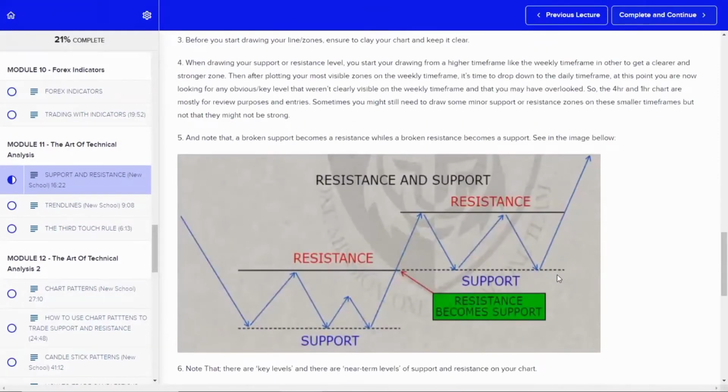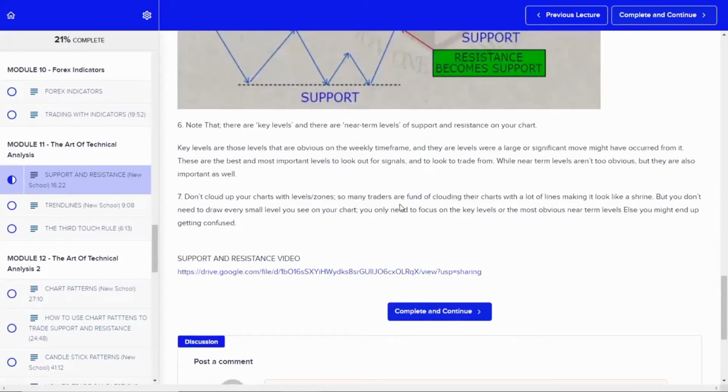And one other thing you have to note is that there are key levels and there are near-term levels of support and resistance. We have strong zones and we have weak zones.